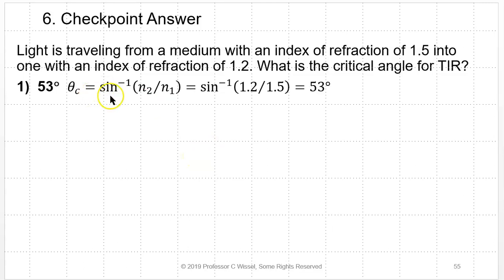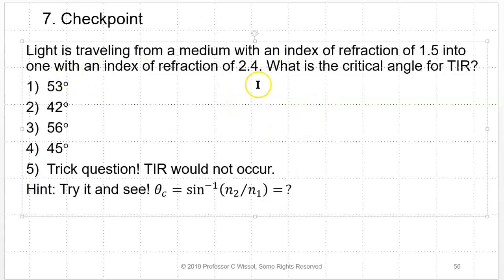Theta C equals the inverse sine of N2 divided by N1. You have 1.2 on top, that's the second material, and 1.5, which is the first material, on the bottom. This is actually defined, so recalculate to get the inverse sine, because this is less than 1. It turns out to be 53 degrees.